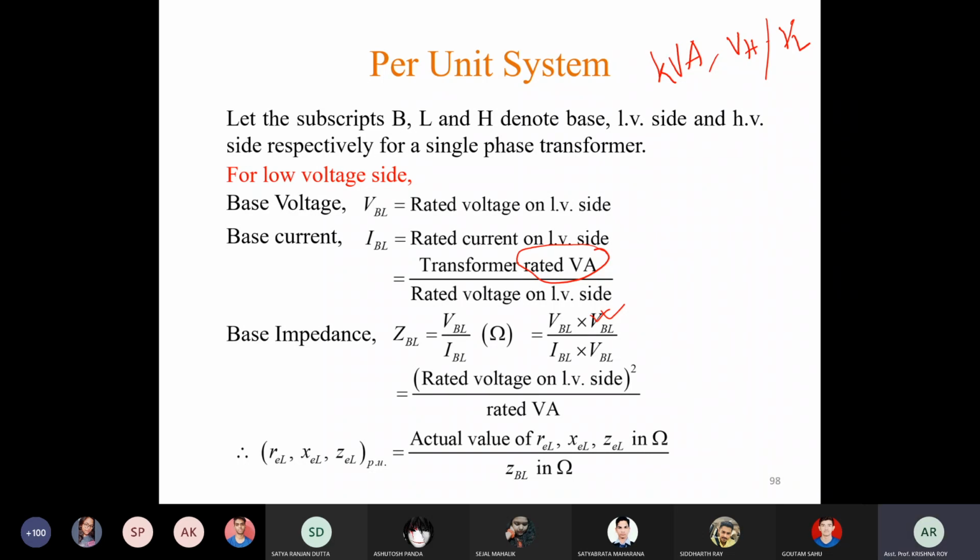Okay, so here REL is equal to RL plus RH into (NL by NH) whole square. A similar expression can be written for XEL as well as ZEL. Or ZEL can be written as REL plus jXEL.